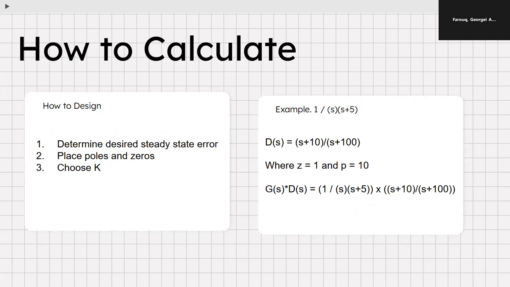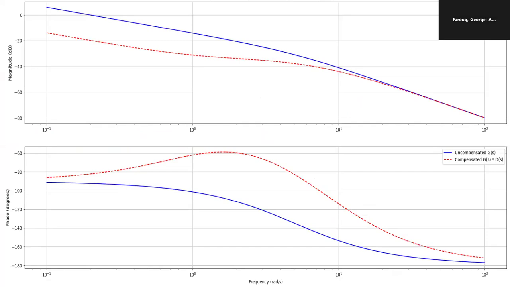So we'll use the same equation again, with the same arbitrary values, 10 and 100. And then we find G(s) times D(s), which is shown there. And we can see that the behavior of the transfer function is different. We can see, especially in the phase plot, that there's different behavior around the omega.